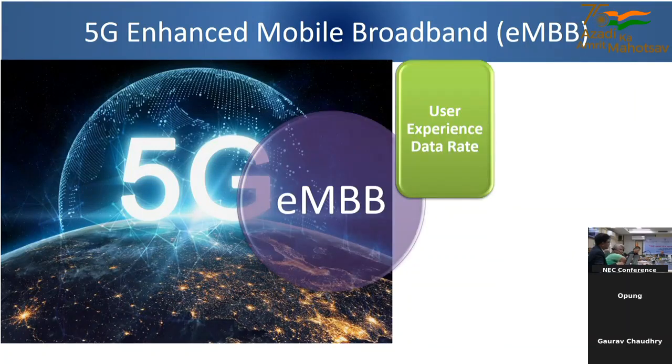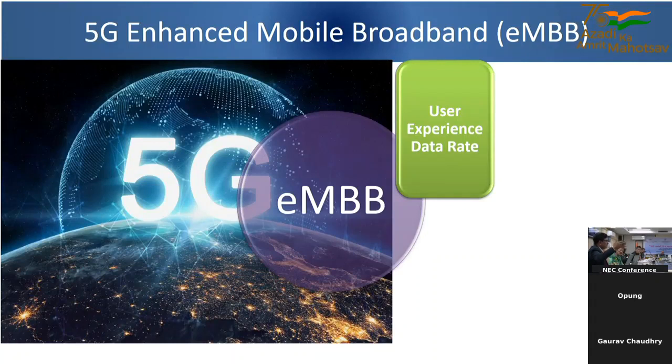The next parameter is the user experience data rate. Everyone will not get the peak data rate. What they define as user experience data rate is that even if you go to the edge of a network... Normally, if you are near the tower, you'll get higher speed. But what happens when you go beyond the tower? Your speed gradually decreases.